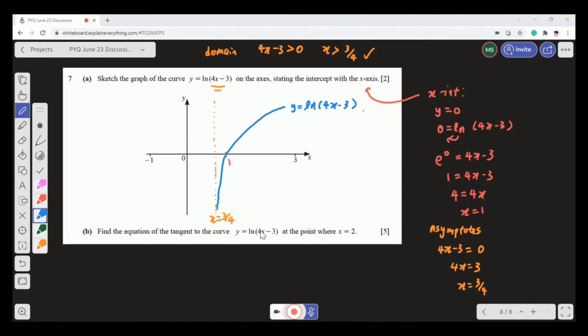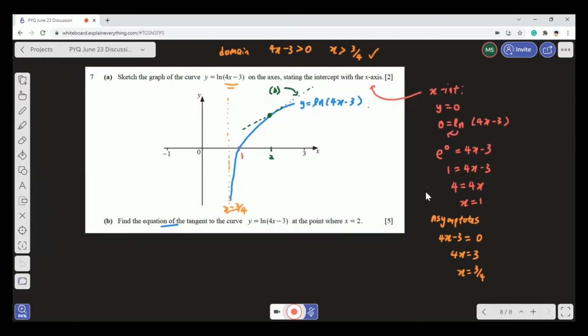And then the question says, find the equation of the tangent to the curve at the point x equal to 2. Where is x equal to 2? Let's say 2 is here. So I want to find this tangent, this equation. How to find the equation of the tangent? Anyone? dy/dx first, to find the gradient of the tangent.